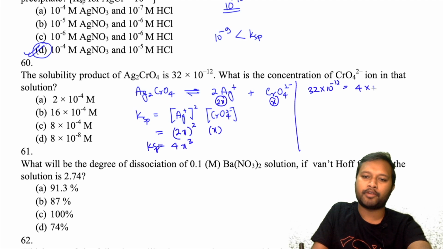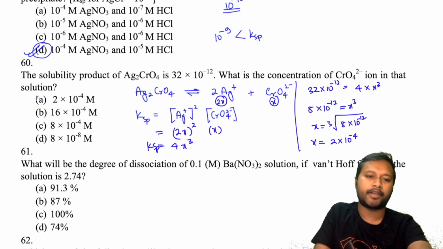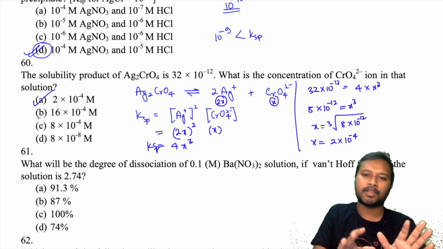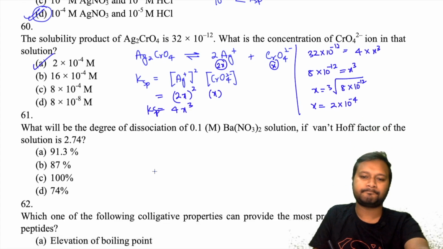This side you have 4 into X cubed, divided by 4, it will be 8 into 10 to the power minus 12, and that's your X cubed. So X will be the cube root of 8 into 10 to the power minus 12, and X is going to be 2 into 10 to the power minus 4, and that's your option number A. So this is how option A is your correct option.